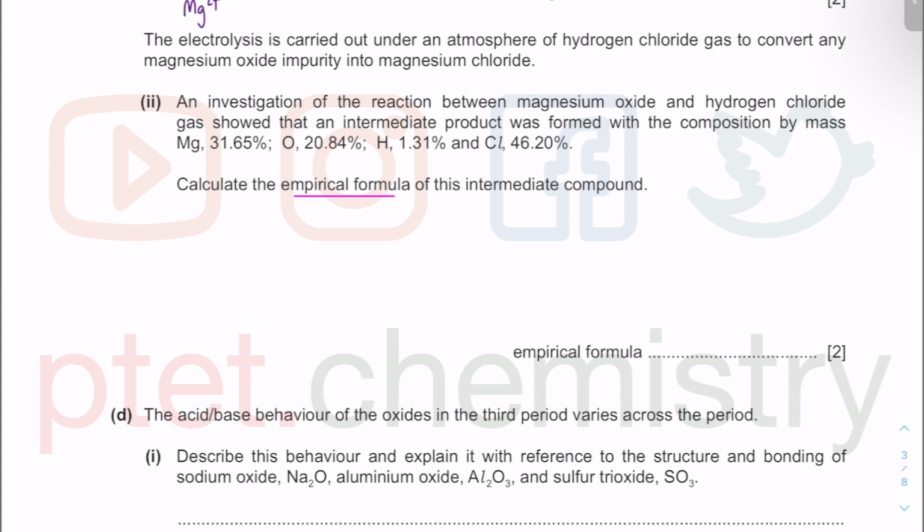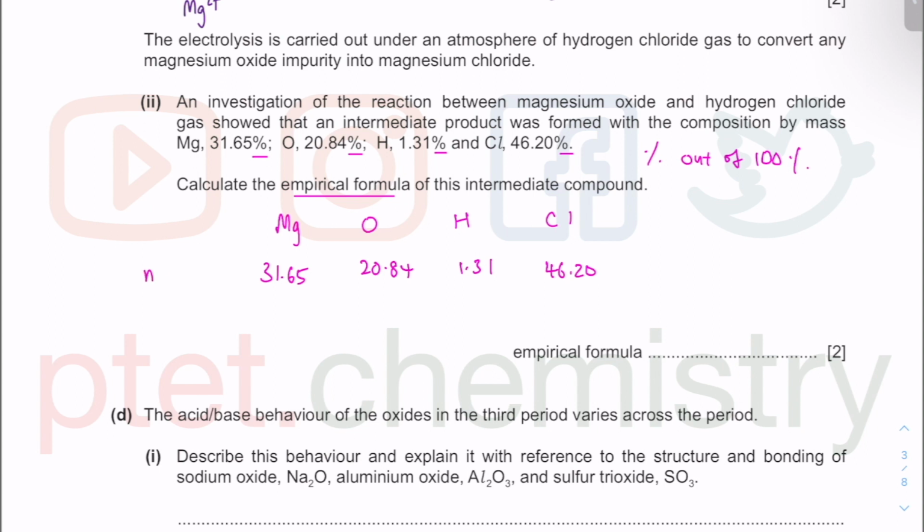So what do we have? We have magnesium, oxygen, hydrogen and chlorine. We're told that these are percentage composition by mass. As you know, percentage is out of 100%. If I have 100 gram of this substance, the percentage by mass is going to be the mass out of 100 gram. So that's 31.65 gram, 20.84 gram, 1.31 gram, and 46.20 gram. And this will give me a total of 100 gram since it's out of 100%.